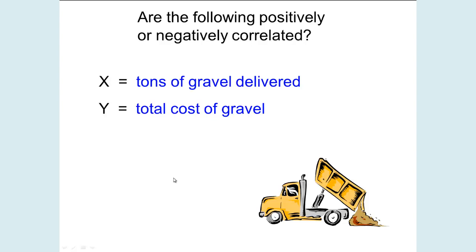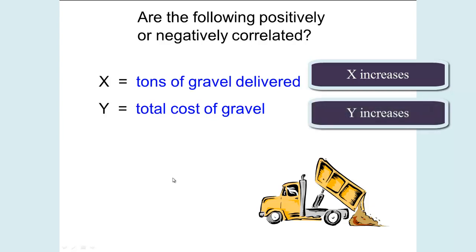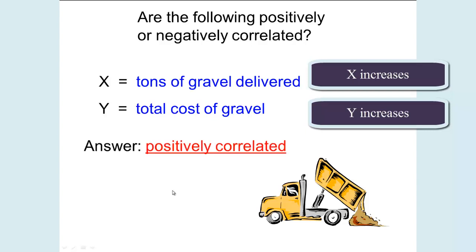So let's look at our example. X is the tons of gravel delivered, and y is the total cost of gravel. So if x increases, imagine the tons of gravel delivered increasing, what is happening to the cost of that gravel? Is it going to increase as well? Yes, so they're both increasing, they're both doing the same thing, therefore we are positively correlated.